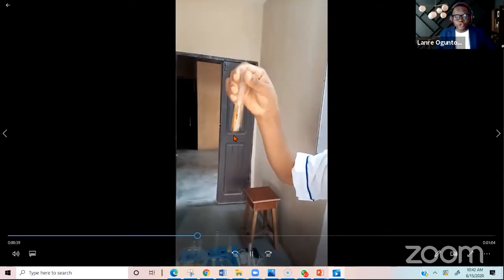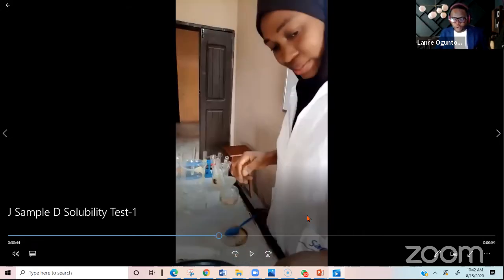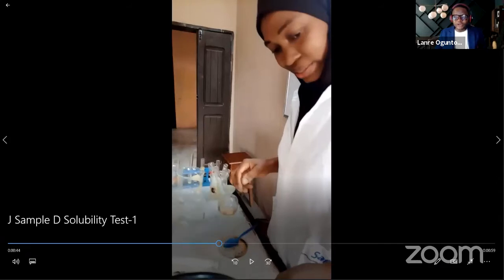Then when you shake, you have to look at the level of iodine. Is it dissolving? If it was dissolving, everything should look clear. But you can still see that we have iodine crystal inside the tube. It means that it's just slightly soluble in water. Now let's look at the solubility of iodine in alcohol.